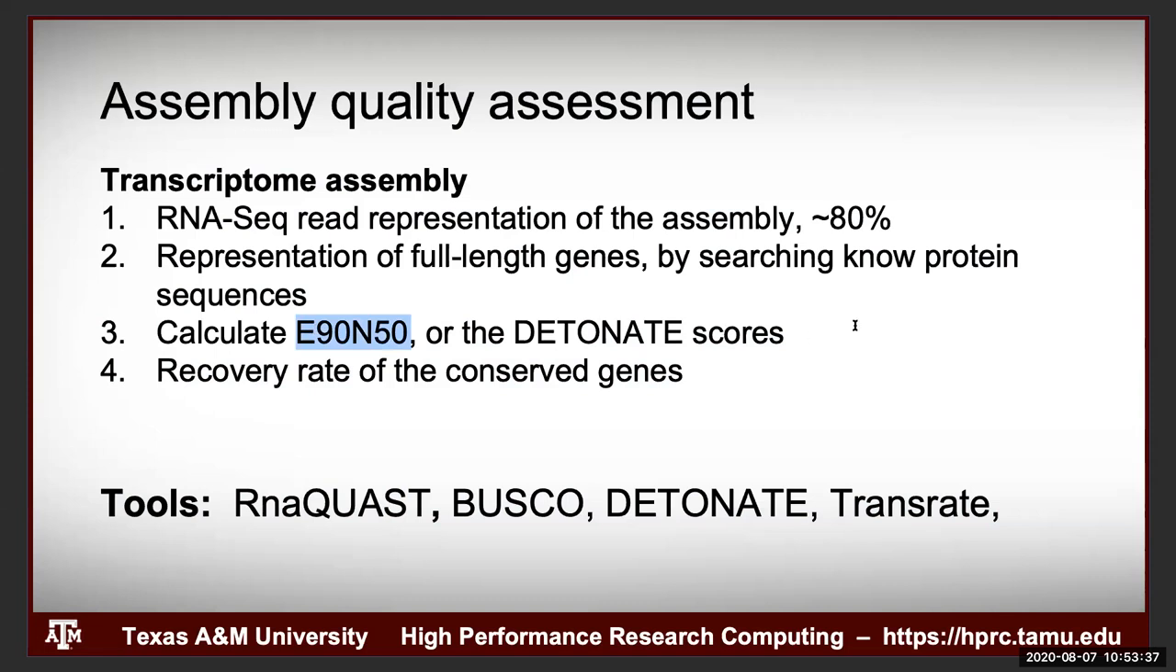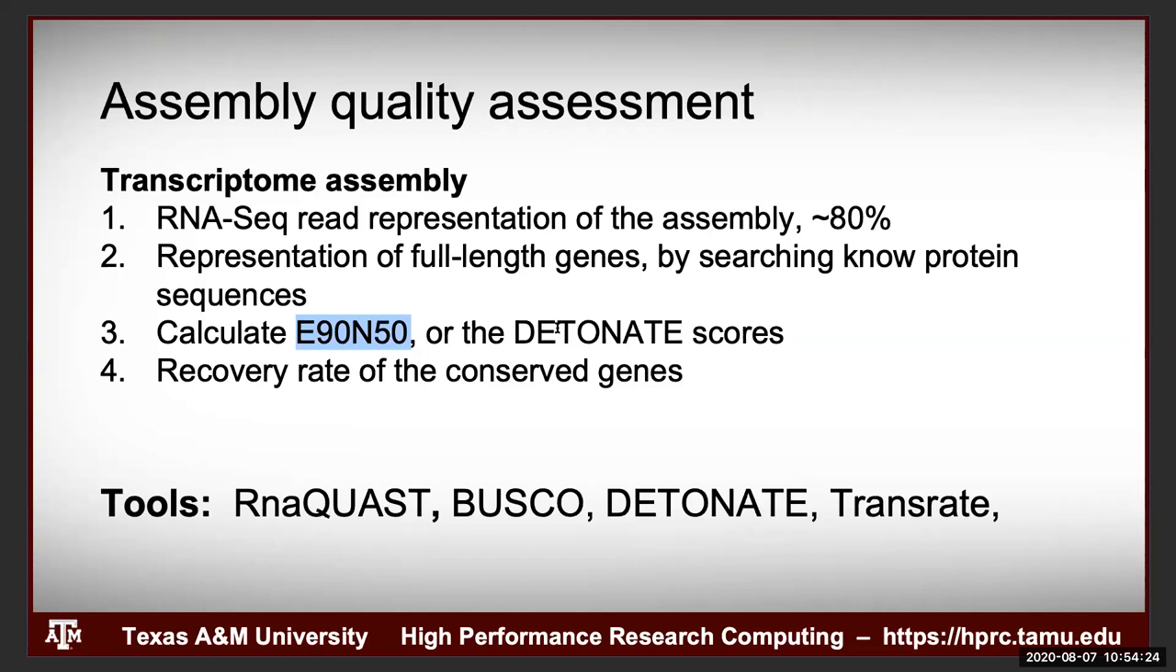For example here, the E90 and N50. Basically you take a small amount of data from your data set, run the de novo assembly and see what the N50 is for that assembly. Then you increase the amount, so let's say take 10%, 20%, 30%, 50%. The purpose is to see if you have enough data. Let's say if you take 80% of data and you already have an N50 similar to 1%, then you're saying with 80% you have more than enough data.